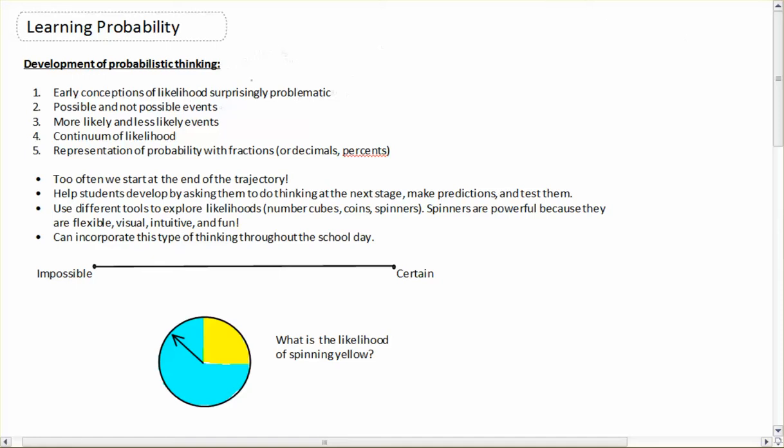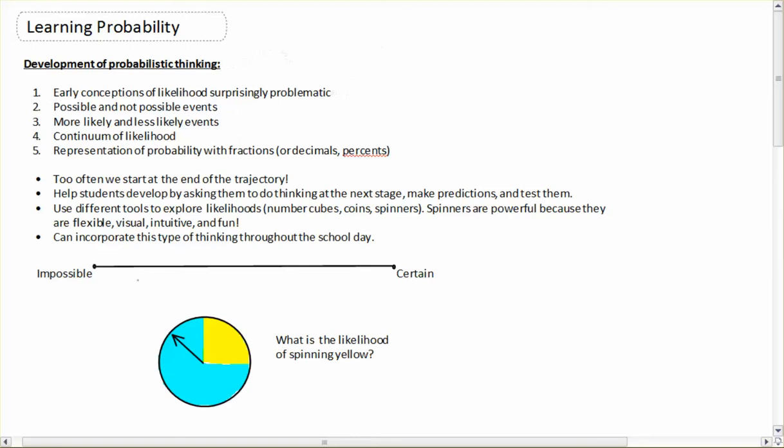And that's a good place to start with students, to talk about different events and say, is it possible for this to happen, or is it impossible? Is it not possible? We can refine that idea and start pushing into the differences between possible events by looking at more likely and less likely events and comparing different events and asking which is more likely to happen.